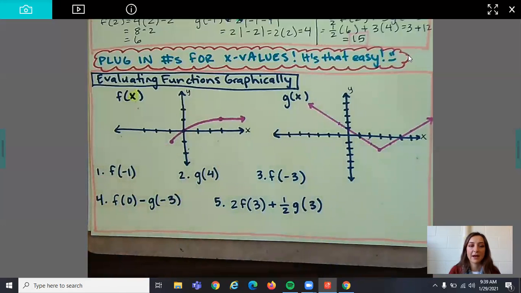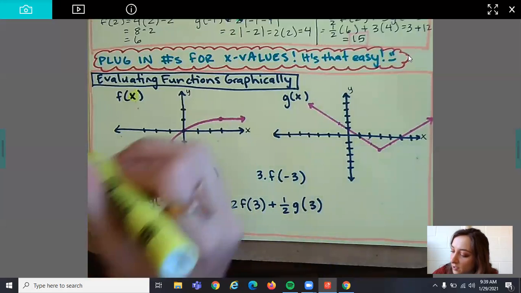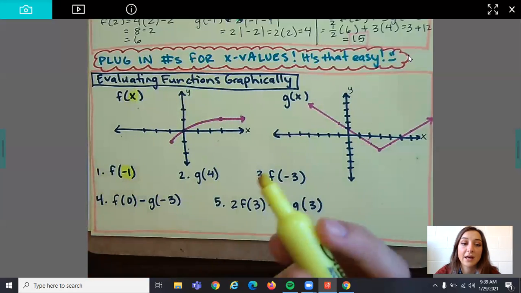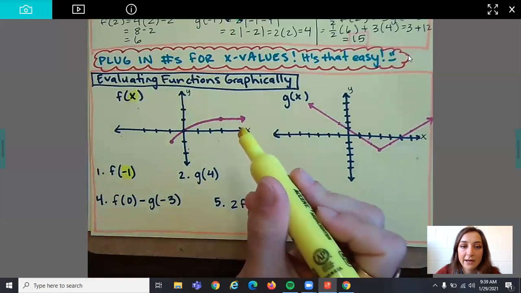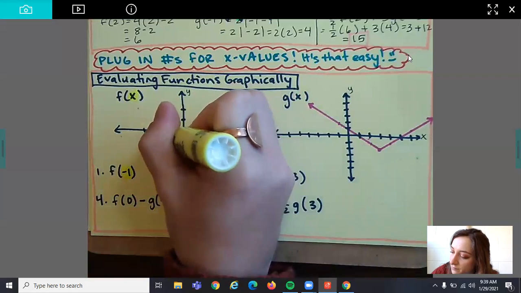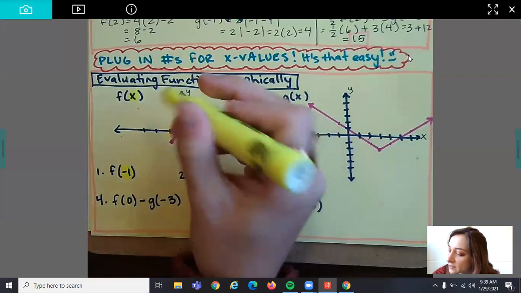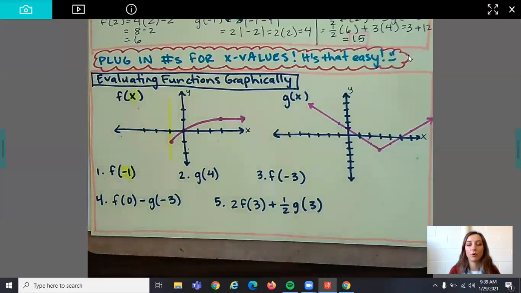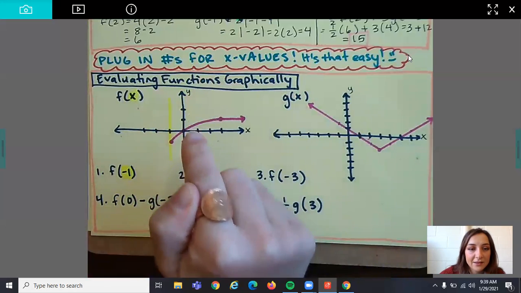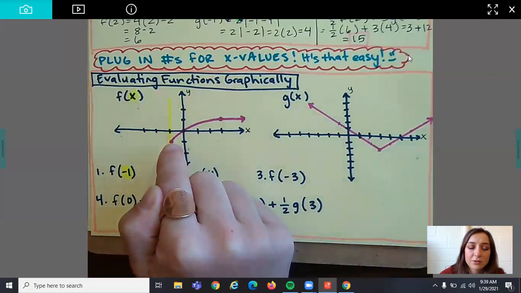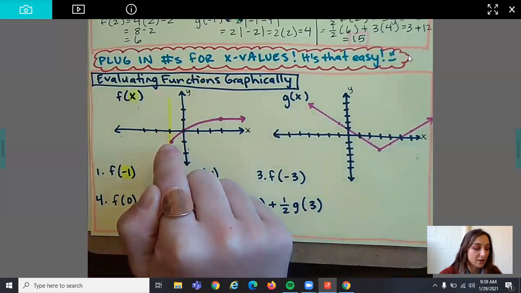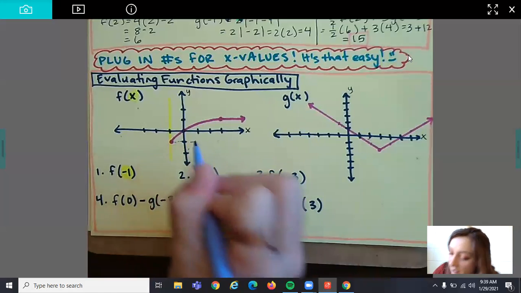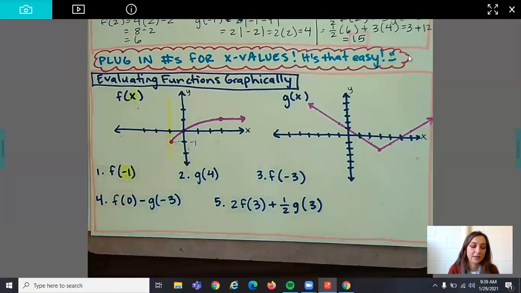So the very first problem that we have is f of -1. On my f of x graph, I'm going to go to the x value of -1. So looking on my x-axis, I'm going to go to -1. And then I'm just going to draw a straight line like this and see what point I hit there. You can see that I hit this point right here. I'm going to look at the y value at that point. So the y value at this point is -1. So f of -1 is -1.